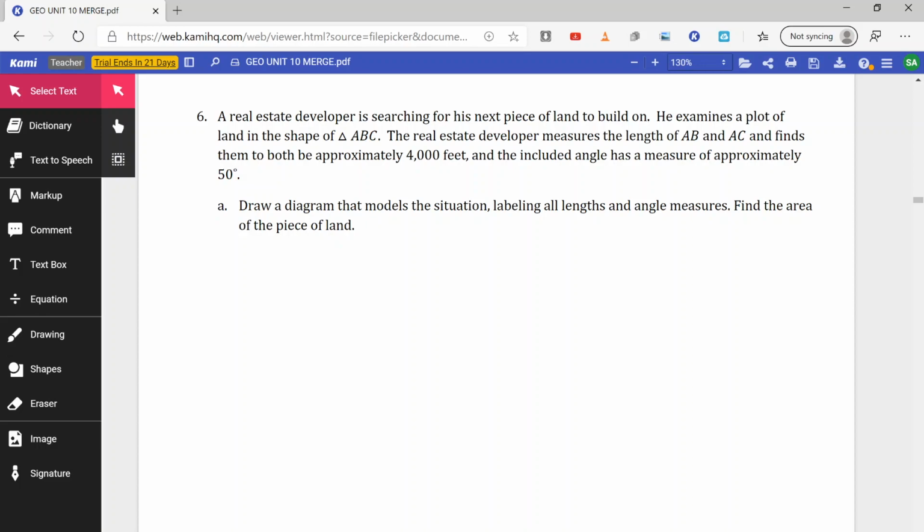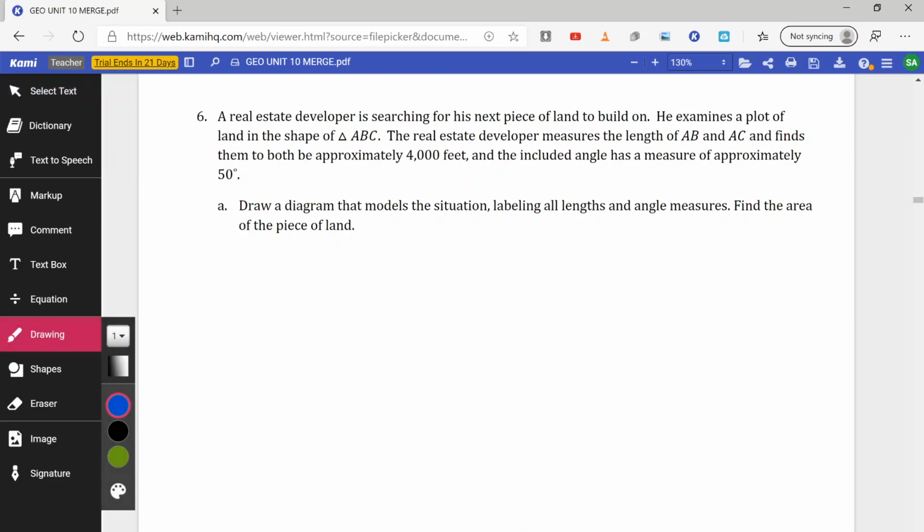Real estate developer in this problem is searching for the next piece of land to build on. He sees a plot of land in the shape of triangle ABC. The developer measures lengths of AB and AC, finds them to be approximately 4,000 feet, and has an included angle of about 50 degrees. So what we need to do is draw the picture, label everything, and then find the area of the piece of land. So we got this triangular piece of land, ABC.